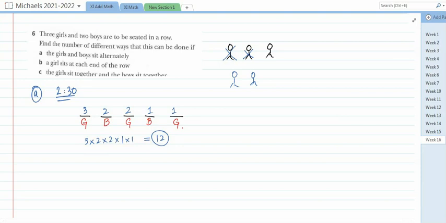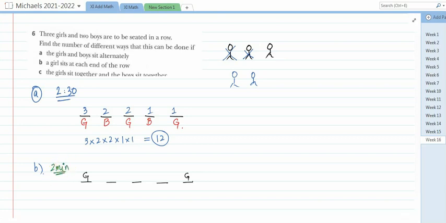For next part, B. A girl sits at each end of the row. Alright, so we have 1, 2, 3, 4, 5. Girls sit at each end of the row. So there is a girl, there is a girl, and now you need to find it by yourself. First, give it a try. Time is 2 minutes. Start.